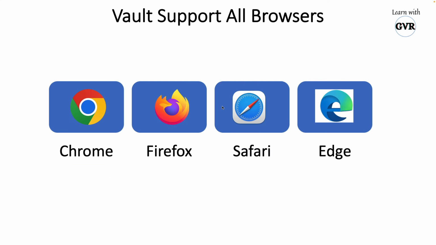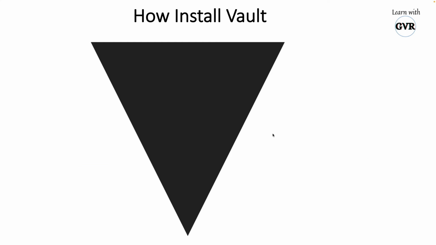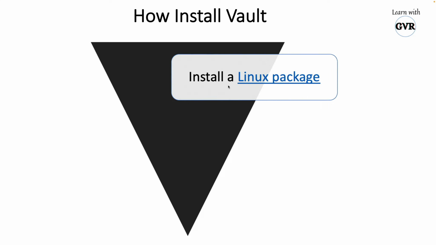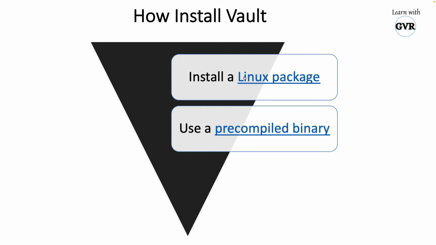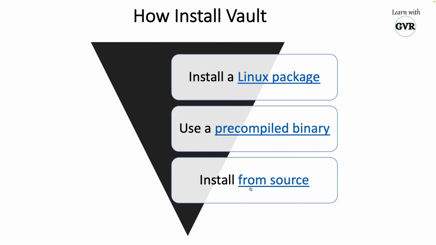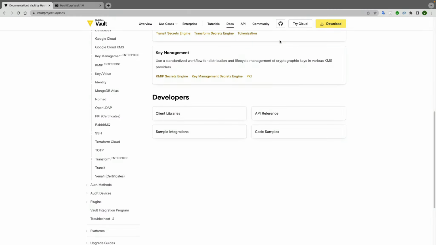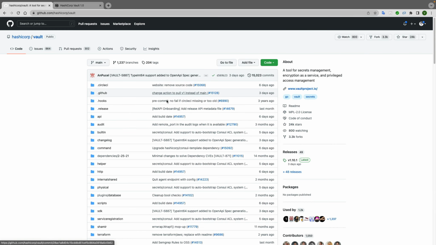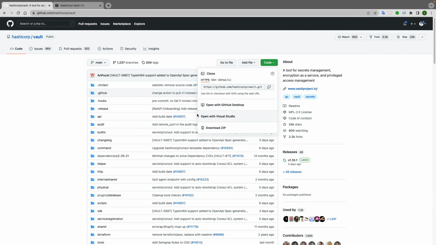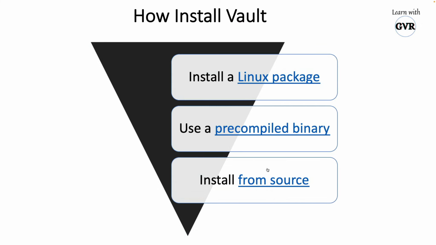Now next, Vault supports all the browsers, such as Chrome. And how to install Vault? By using a Linux package in any Linux flavor, or using a pre-compiled binary which is available in the official documentation. And from the source, since it's open source, you can go to the Vault GitHub link, go to HashiCorp Vault, do a git clone, and build from the source.